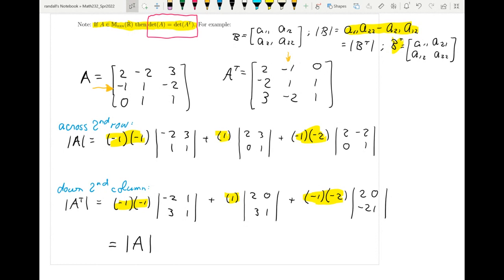So same kind of observation, same kind of calculation would show you that if it's a 4 by 4 matrix, then the determinant doesn't change if you take the transpose. So it's true for all matrices, and that's an important feature for us.